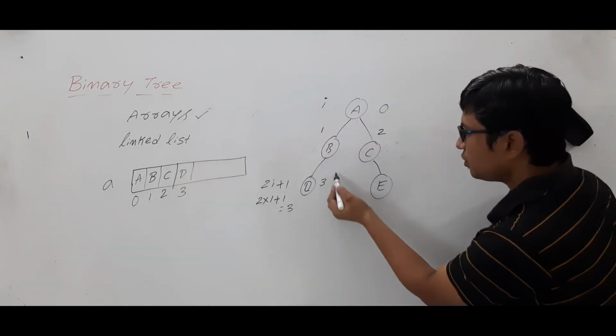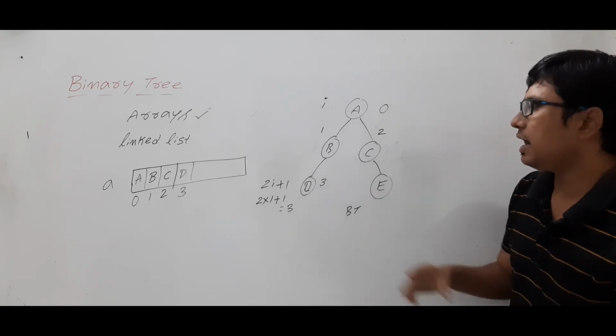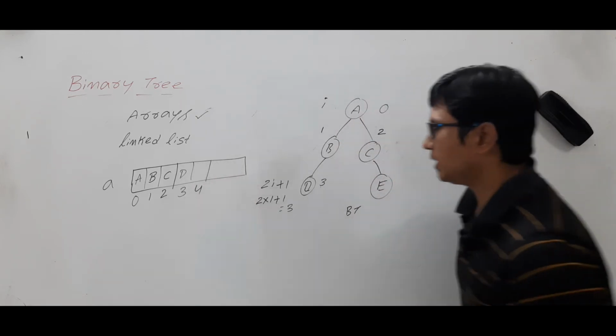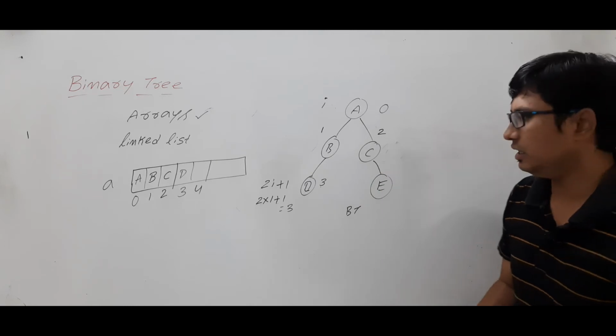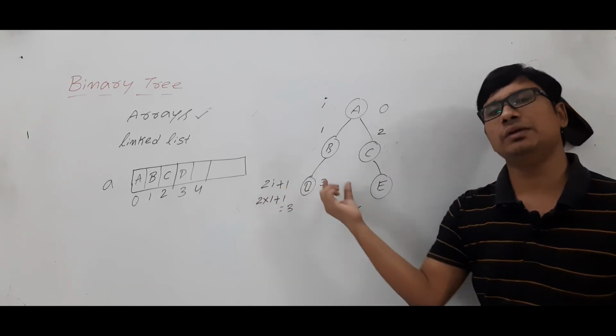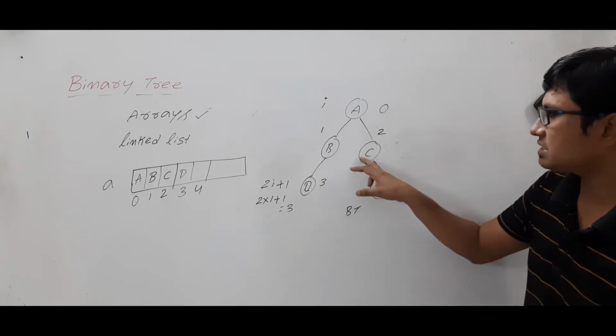At index 4, there is no right child. Am I right or wrong? So at the index 4, you will not have any element because this B is not having any right child. If it is having a right child, it will be there at an index called 2i plus 2, which is equal to 4. Now coming to the C left child.